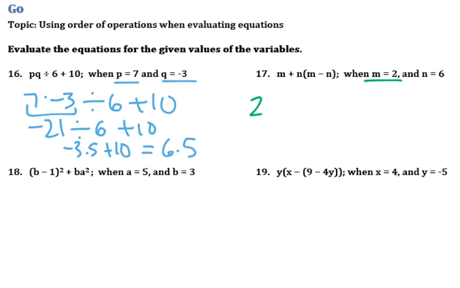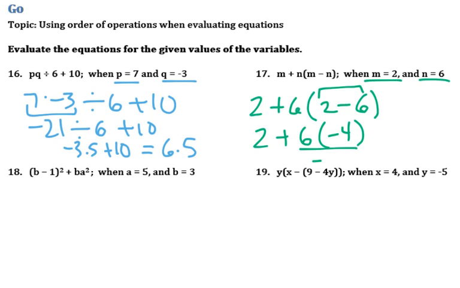Okay, 17, 2 for m, so 2 plus 6 for n, times 2 minus 6. So parentheses first, so that would be negative 4. Then multiplication before addition would be negative 24. 2 plus negative 24 is negative 22.